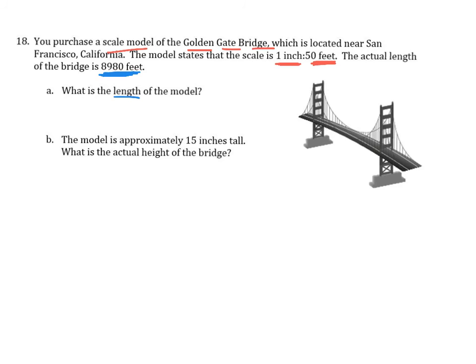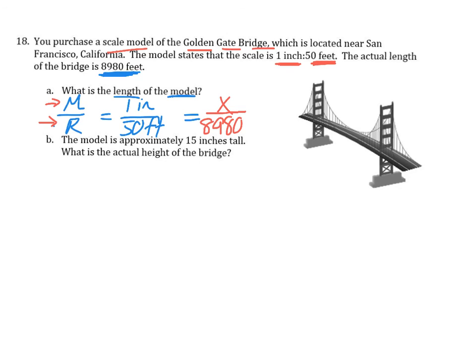Okay, so right now my ratio is comparing the model length to the real thing. So model to real. And the ratio is for every 1 inch on the model, it's going to be 50 feet in the real thing. So I'm going to continue this ratio, and what I want to figure out is the length in the model. So I'm going to put x here because I want to figure out what is it in the model. If I know that the real length down here is 8,980.